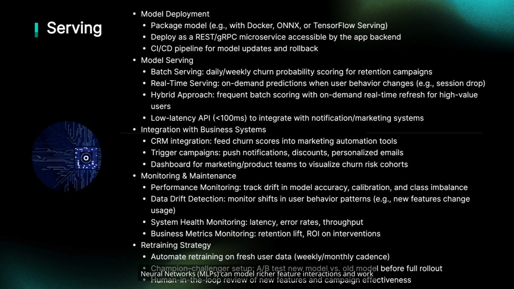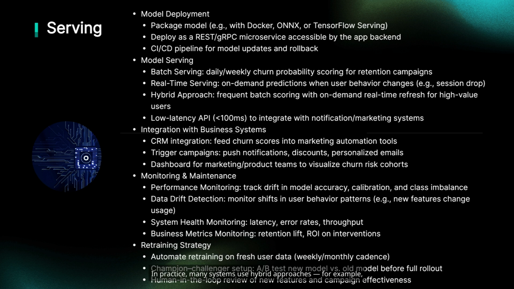Neural networks, MLPs, can model richer feature interactions and work well when you have dense embeddings of categorical variables like user IDs or item IDs. For sequential event data, RNNs, GRUs, LSTMs are natural candidates because they capture patterns in user activity over time, such as gradually decreasing engagement. Transformers push this further. They can process long interaction histories with attention mechanisms, learning which past behaviors matter most for churn. This is especially relevant in apps with complex or diverse user journeys.